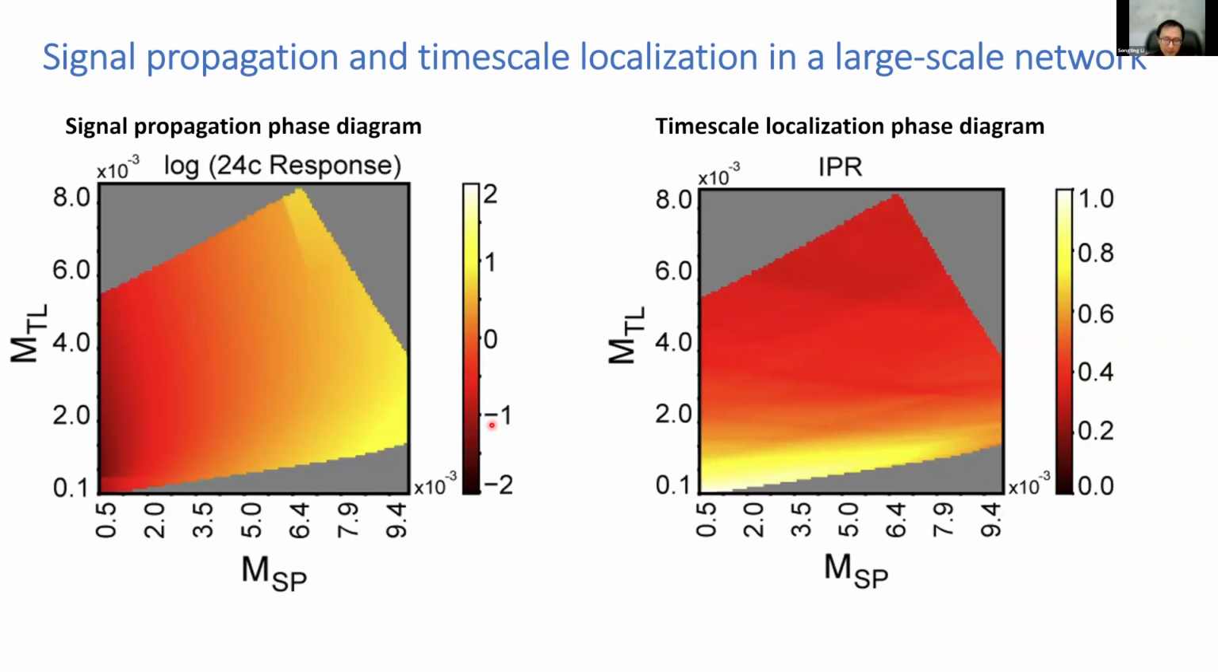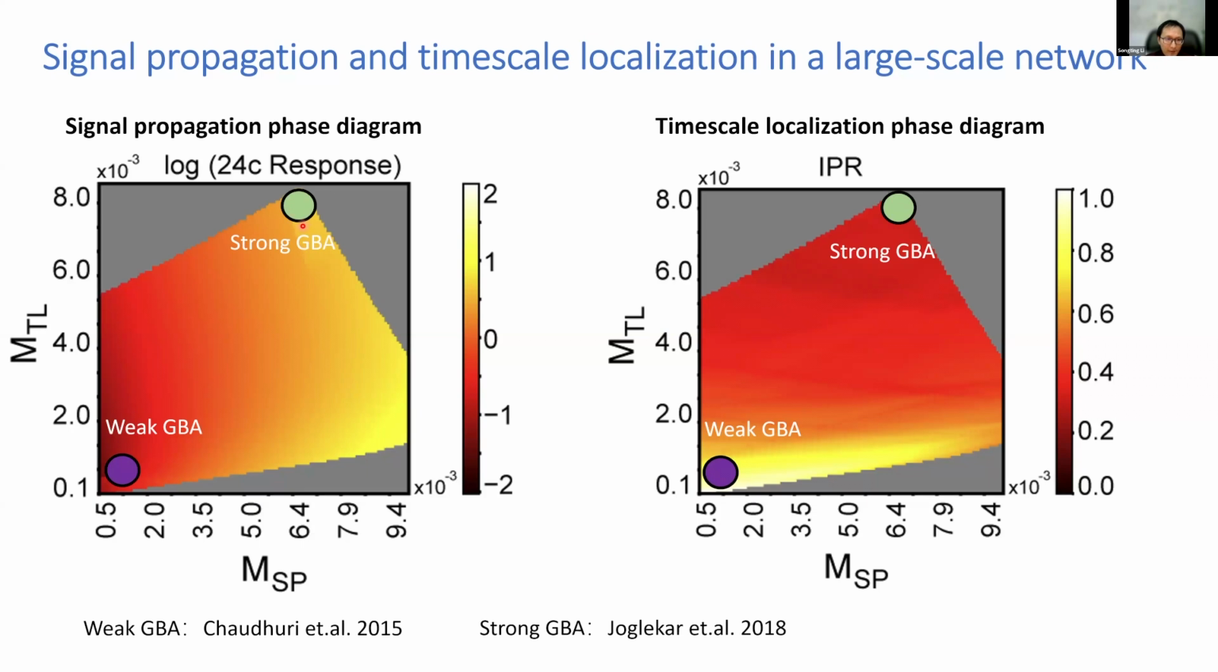And with these two phase diagrams, we can mark the dynamical regimes we have discussed previously. The first one is the weak GBA. We have very good timescale localization here, but with signal propagation we have some problem due to this very weak effective connectivity. And we also have the strong GBA. We have very good signal propagation, but we lose timescale localization here. And in the phase diagram, we also identify a new regime. In this regime, both timescale localization and signal propagation can be achieved.